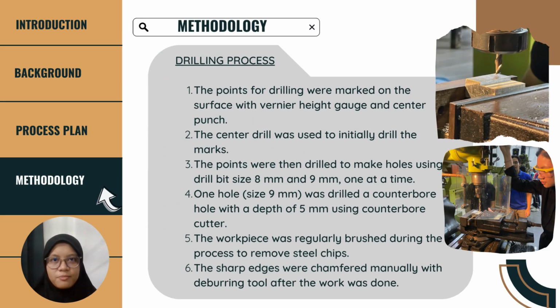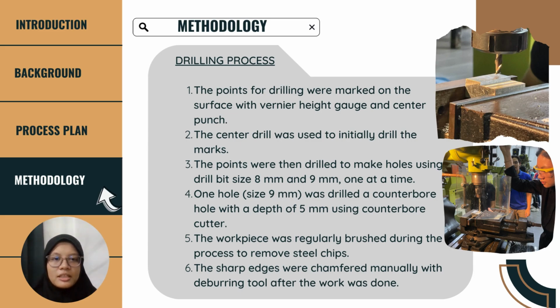Lastly is the drilling process. In the drilling process, the points for drilling were marked on the surface with a vernier height gauge and center punch. The center drill was used to initially drill the marks.